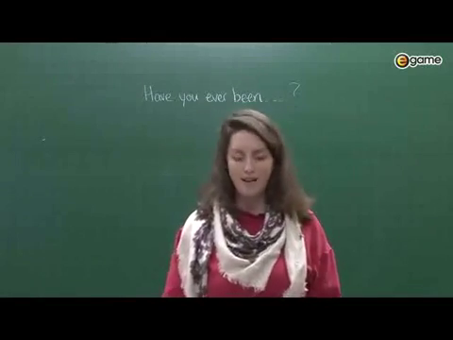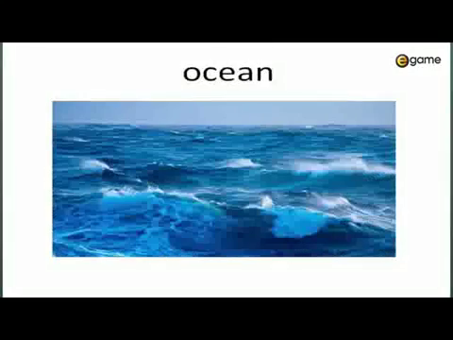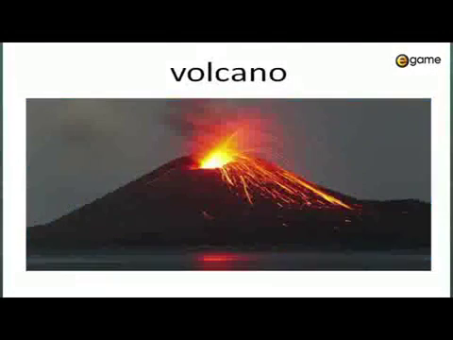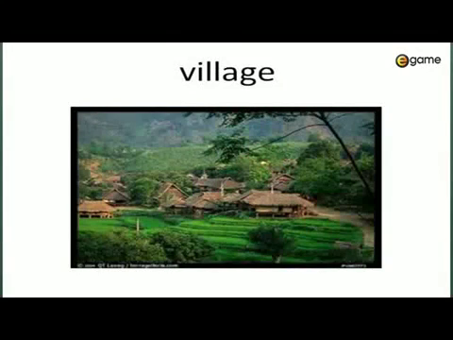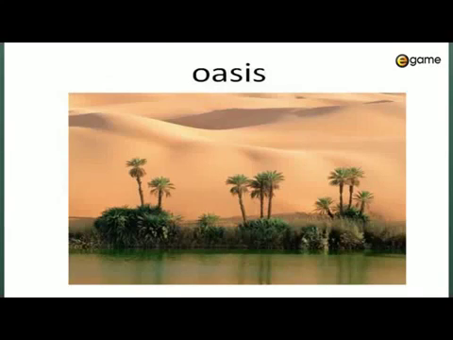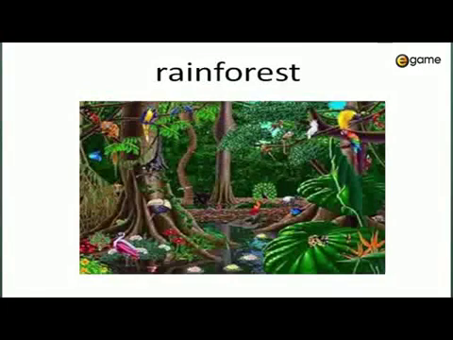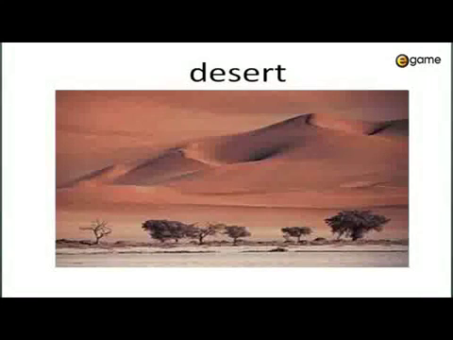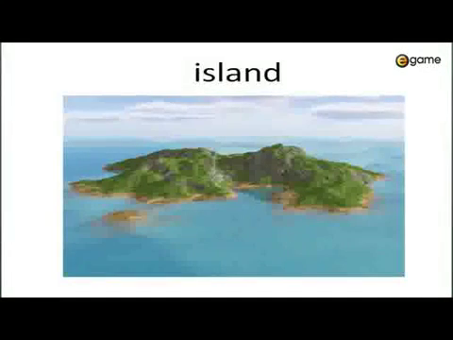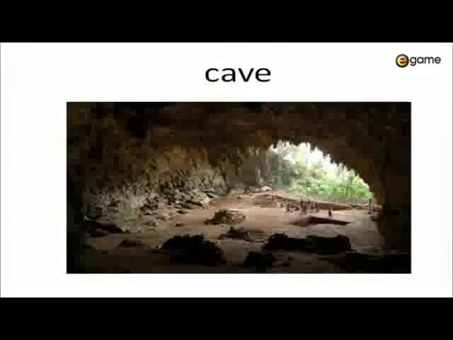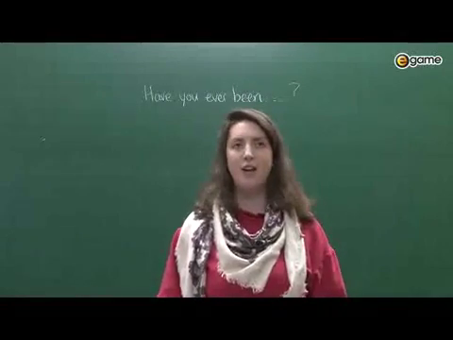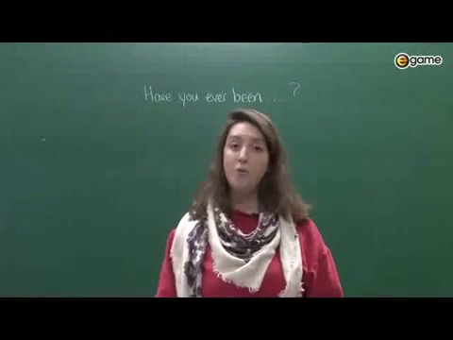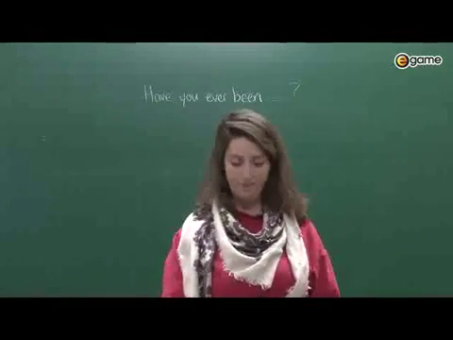Let's just go through them again. So town, ocean, volcano, village, oasis, rainforest, capital city, desert, island, and cave. Okay, so there's our vocabulary. Let's move on to some grammar.